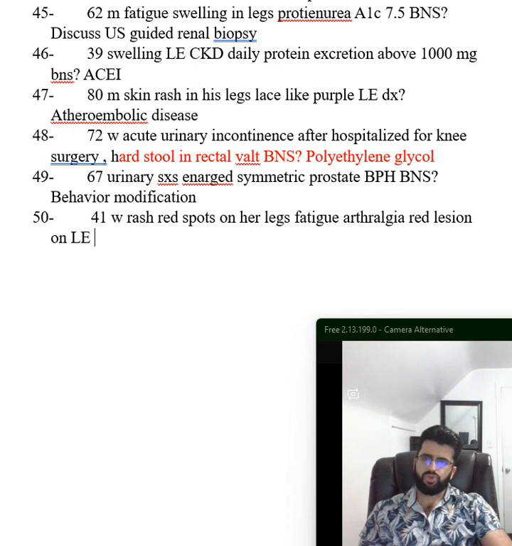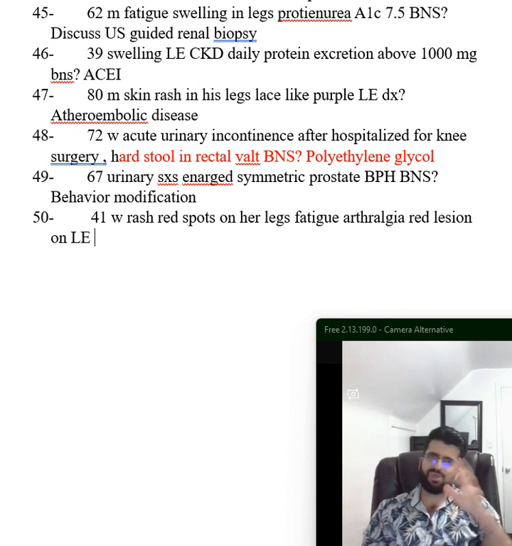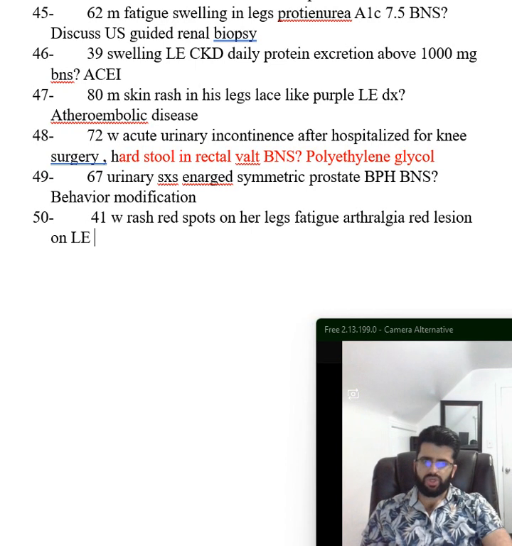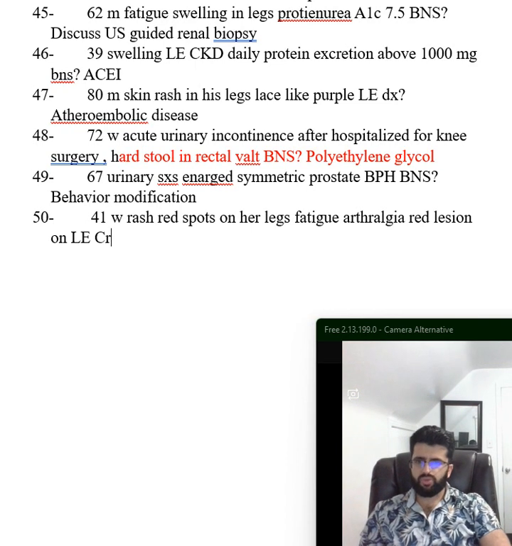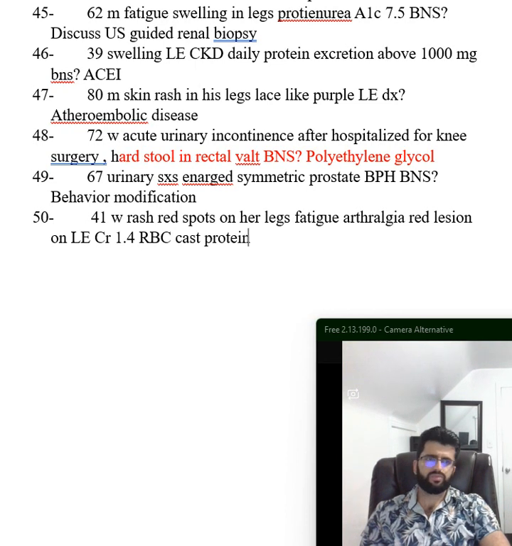So you do regular labs. She came in because of rash, fatigue and all of that. So you do labs, shows creatinine 1.4, okay. Protein is 2 plus, and then you see RBC casts. And then they tell you, okay, what is the diagnosis here, and what else do you find? What are you most likely to find in the body?